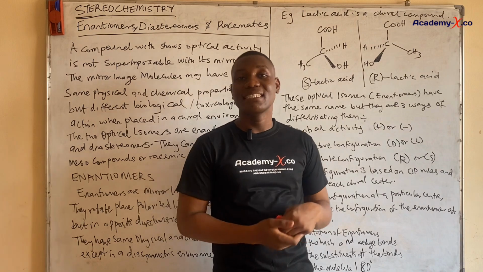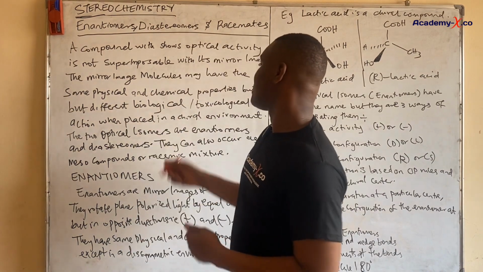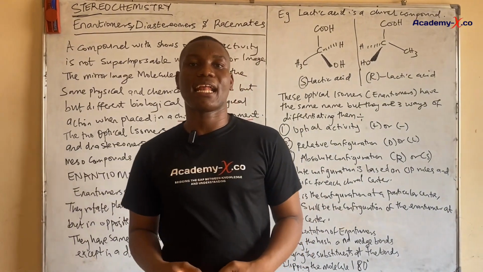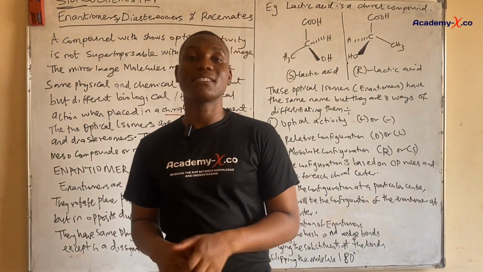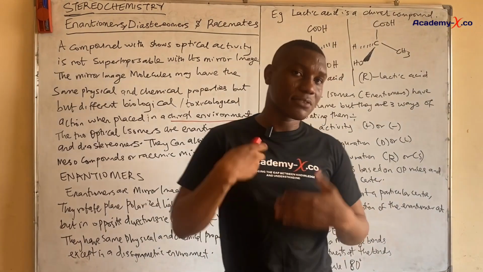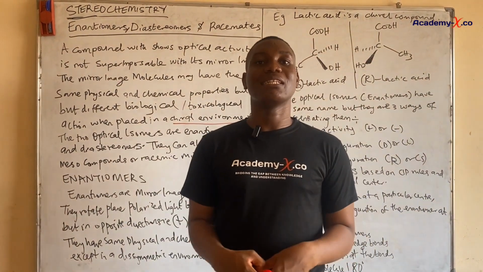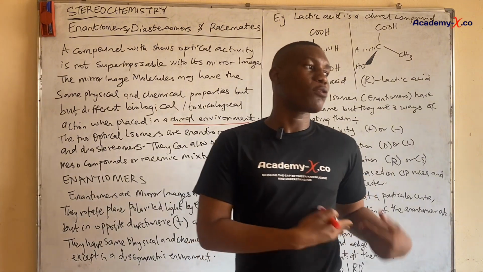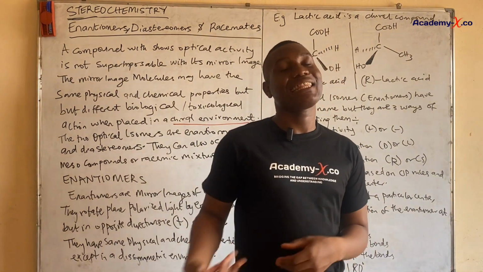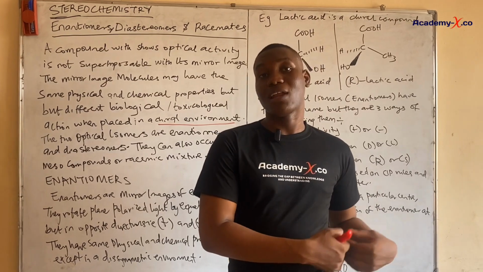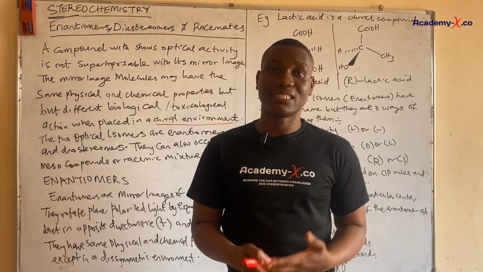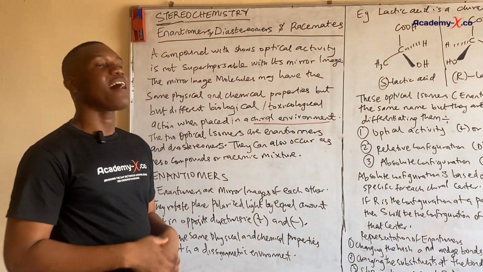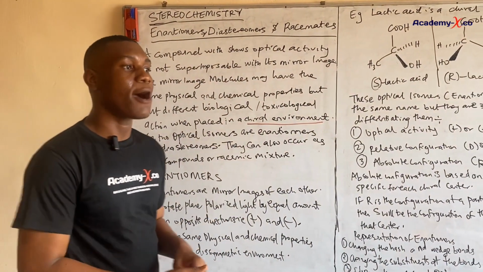But then when they are placed in a chiral environment, an example of a chiral environment is your human body. The human body is a chiral environment. When they are placed in a chiral or dissymmetric environment, I can also say that our body is dissymmetric, they tend to possess what we call chirality. So a part of your body may be chiral and may attract the same type of molecule that has the same chirality with it. So when these substances are in the human body, they may have different biological and toxicological action.